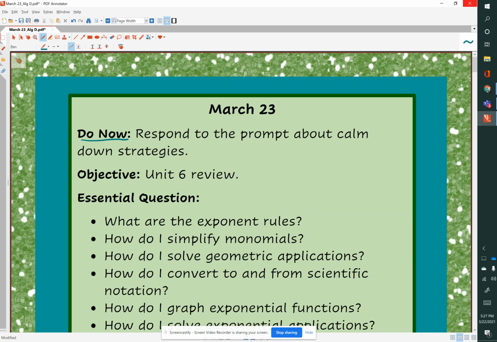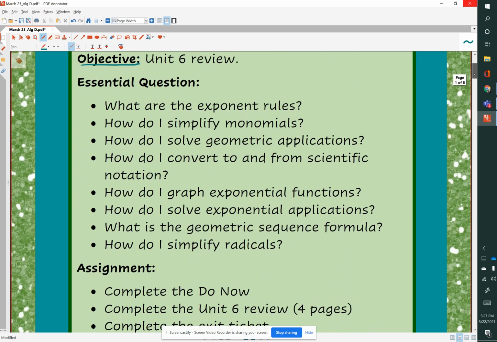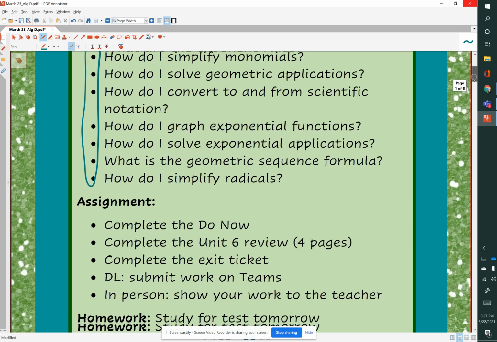It's our Unit 6 review. Please pay attention to the prompt about calm down strategies and spend a minute on that. We have our Unit 6 review, and as you'll see here, these are all the topics that we worked on in Unit 6. So make sure you're familiar with each one of them.